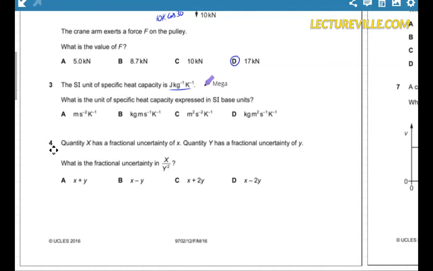So joule is actually kg meter square per second square, multiplied by kg minus 1, Kelvin minus 1. So we see that kg plus 1 and kg minus 1 will simply be cancelled with one another, and the rest will be exactly as it is. And we have the same unit over here. So the answer for the third question will be C.